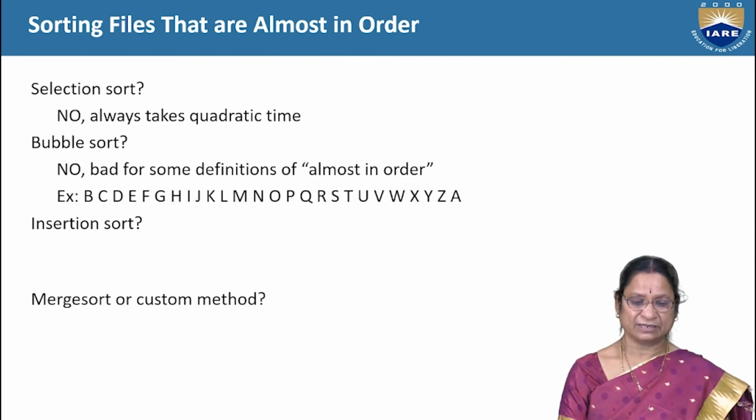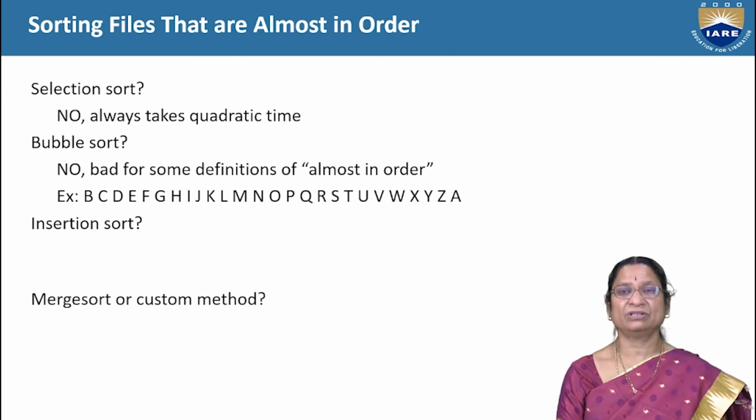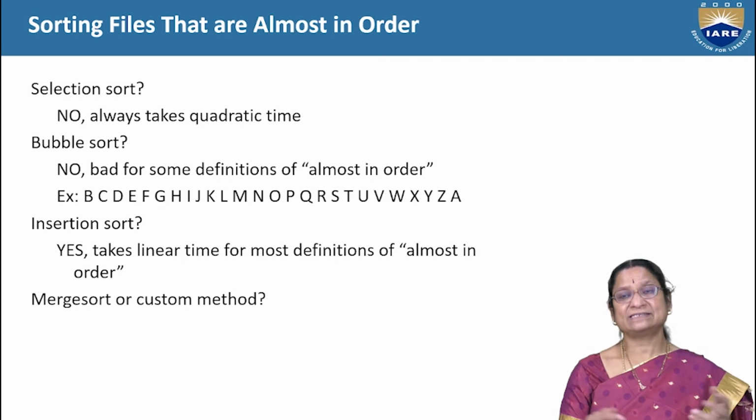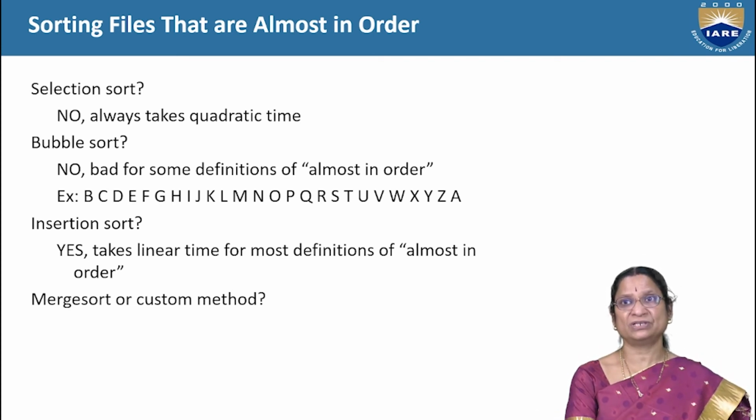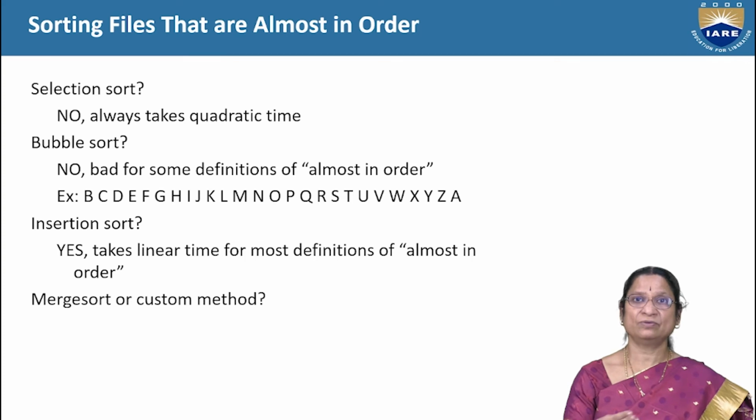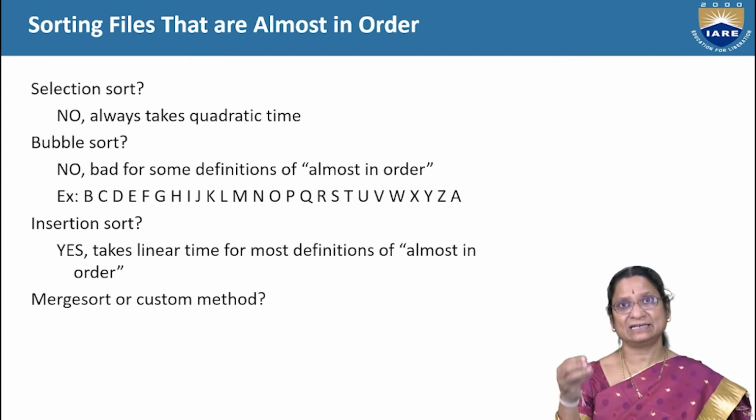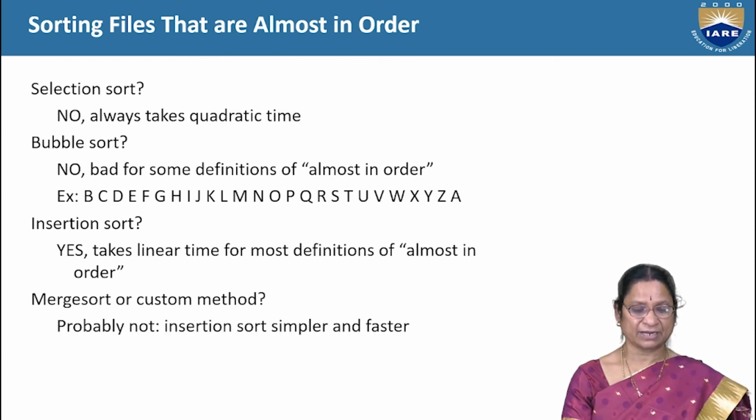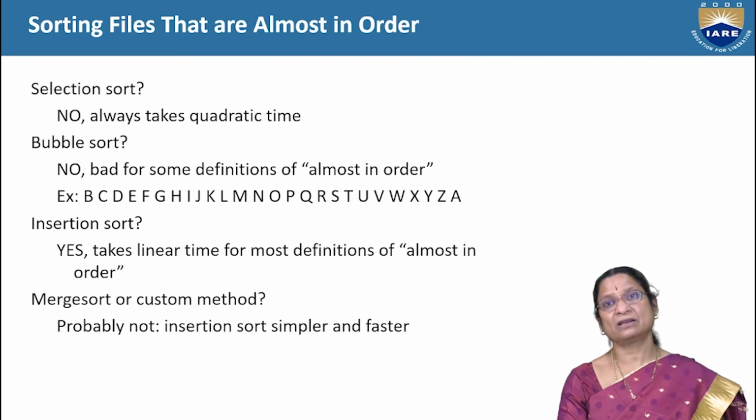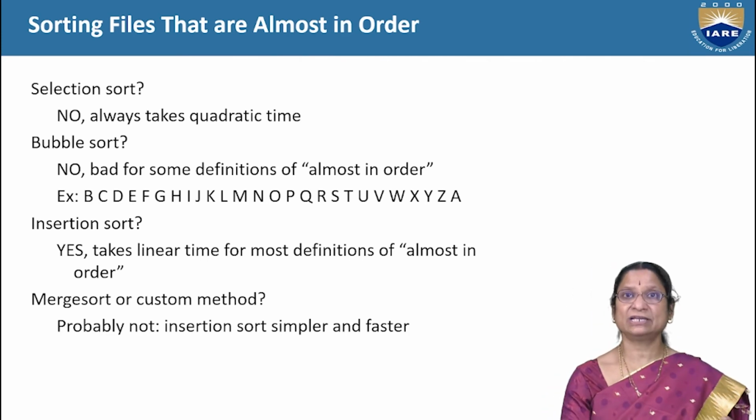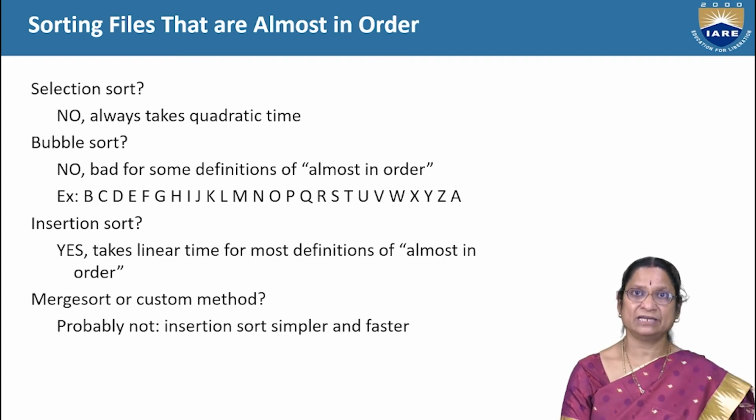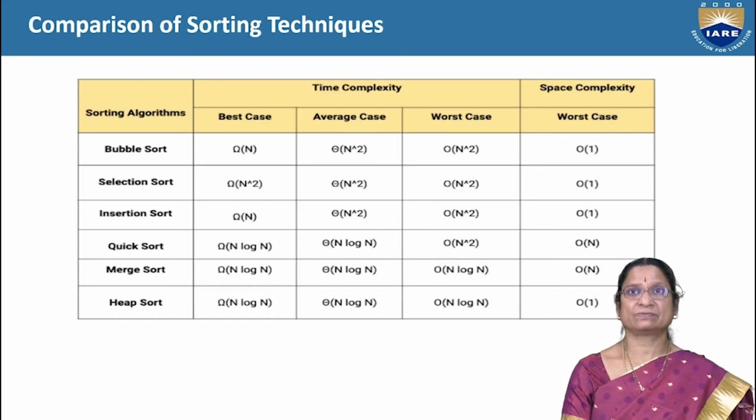So for example, if it is A, B, D, E, F, etc., even though it is in sorted order, it will take quadratic time only. Insertion sort, yes, because it is linear time for most of the elements, almost in place now. When we are searching for its place, it is already in its place. So probably merge sort or a custom method. Insertion sort is simpler and faster than merge sort in this example, because insertion sort takes linear time as its best case here.